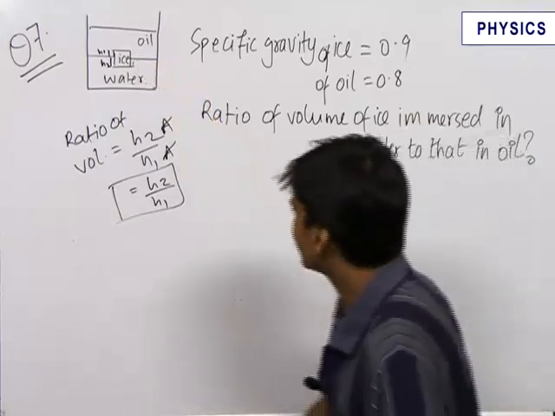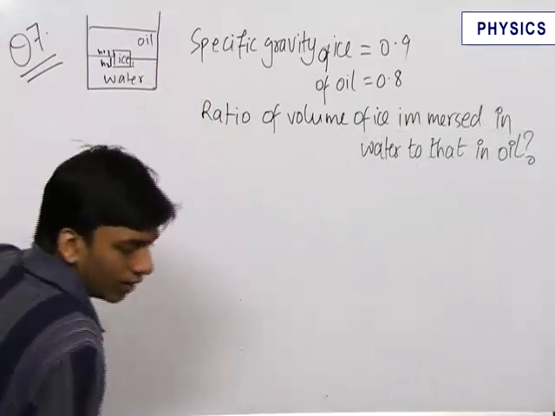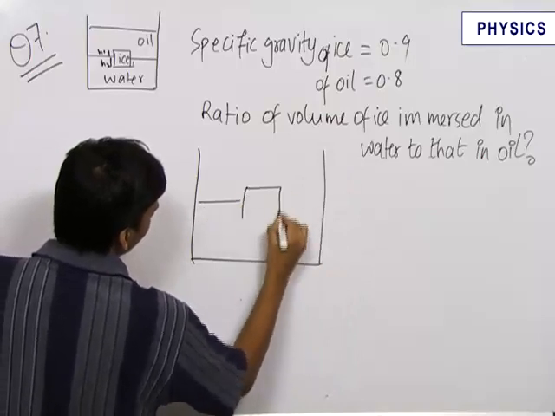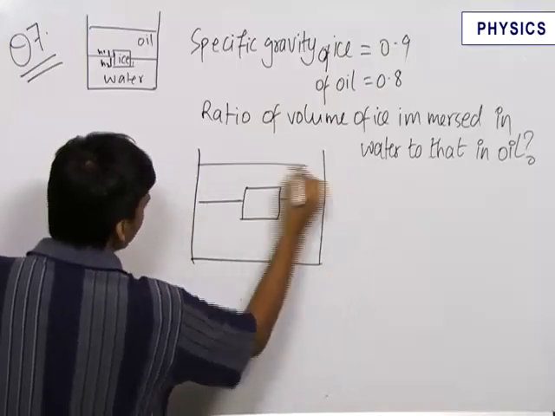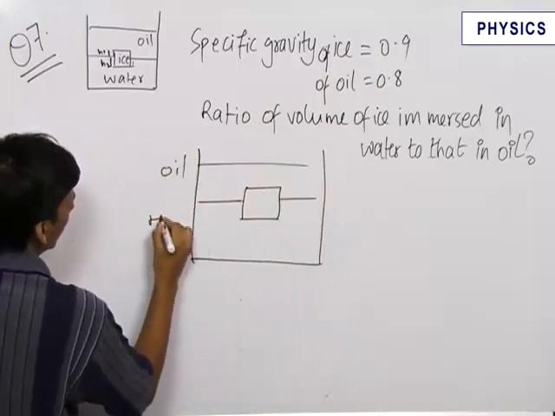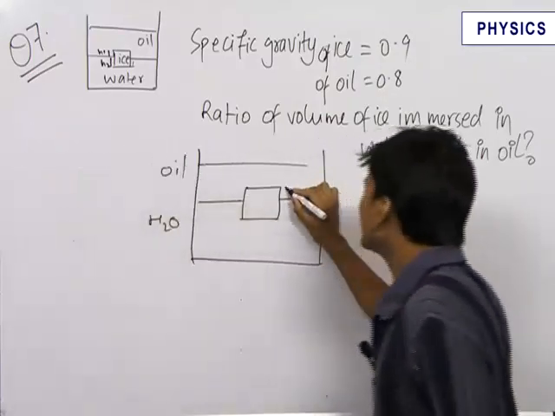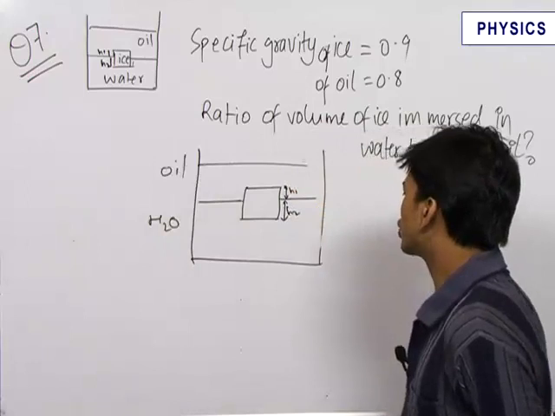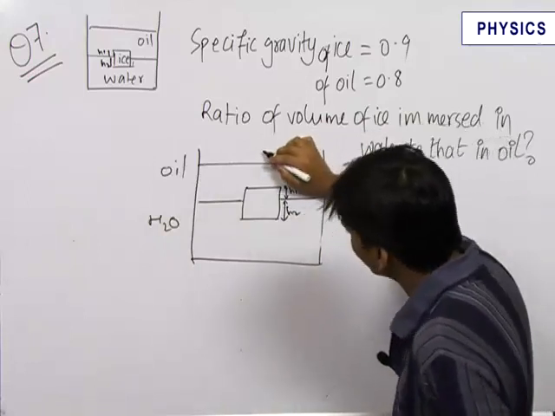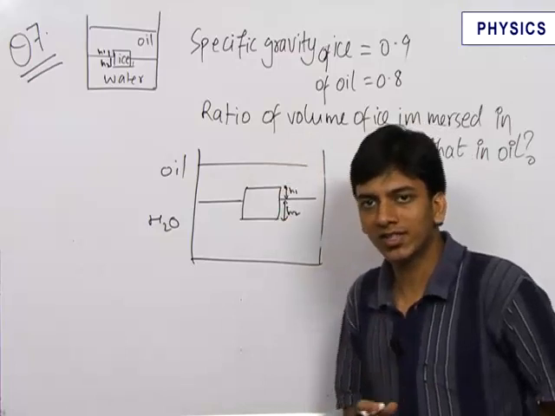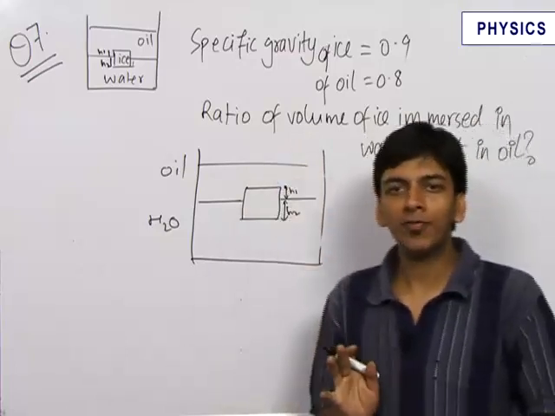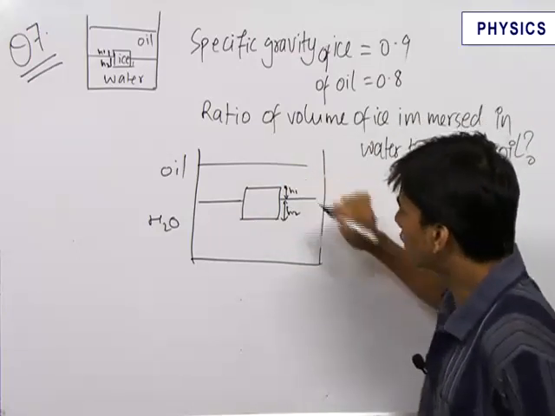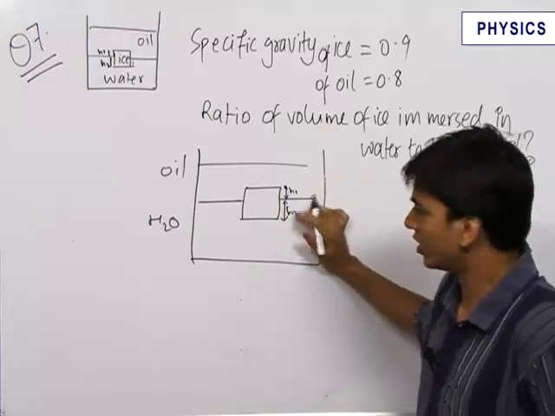So for finding this, let us draw the free body diagram of the block of ice. This is oil, this is water. For this ice, this height is h1 and this height is h2. Instead of solving by buoyant force in this case, because there is no single liquid, we choose the method of pressures. If you solve the question by pressures, it is equivalent to using buoyant force. But since there are two different liquids, we choose the method of pressures.